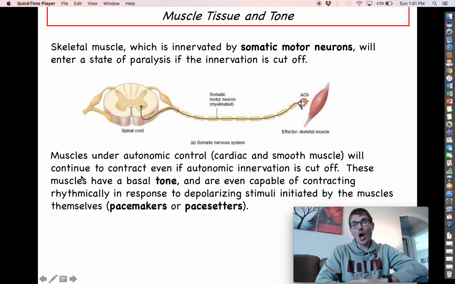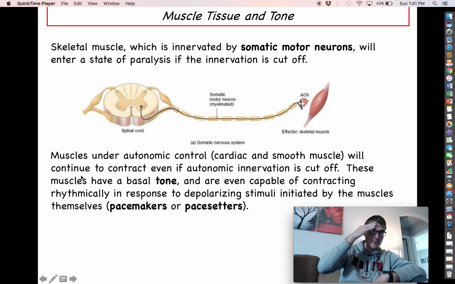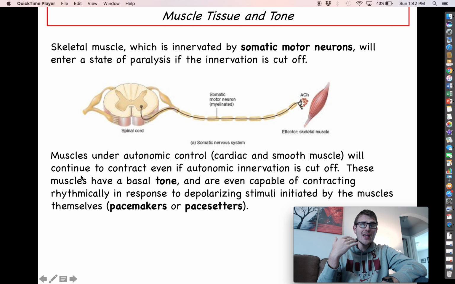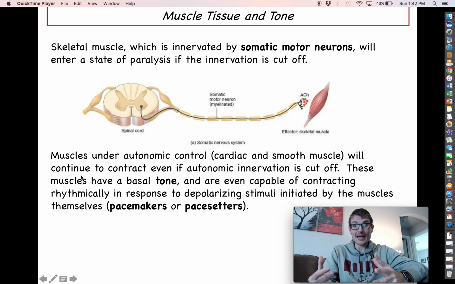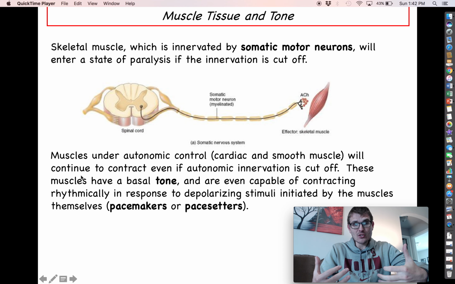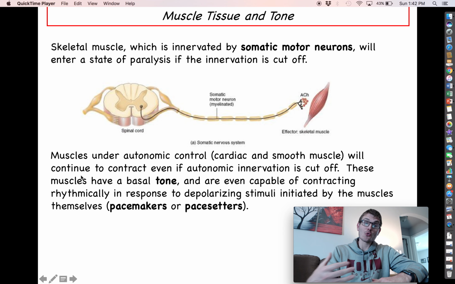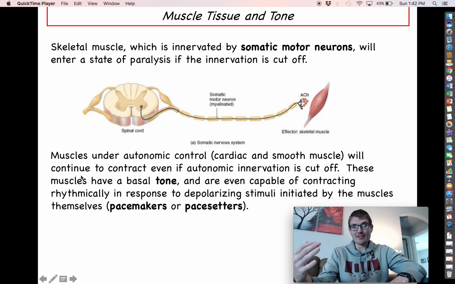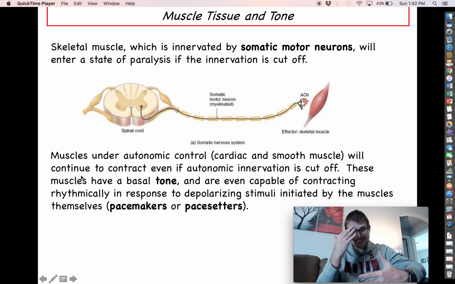Now, muscles that are under autonomic control, like cardiac and smooth muscle, are not limited to such restrictions. If you were to sever, say, the vagus nerve, which carries a lot of parasympathetic information, or if you were to sever several thoracic spinal nerves, which carry a lot of sympathetic information, these muscles will continue to contract at a given frequency. This is what makes them different. These muscles have what is called a basal tone, meaning that these muscles will contract rhythmically again and again and again at a given frequency, regardless of any stimulation that is coming from the autonomic nervous system.